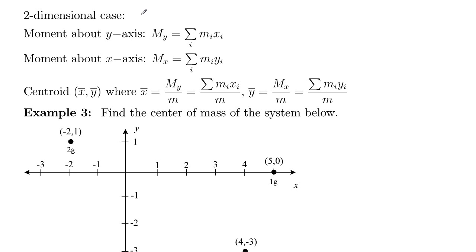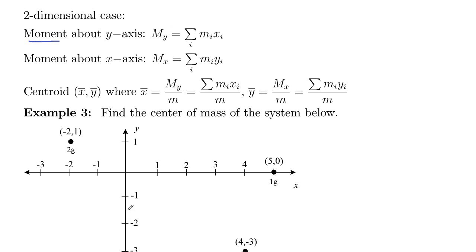So now let's consider the two-dimensional case. Here we have to bring in the idea of moments. A moment is describing the tendency to rotate. In this case, rotation around the y-axis. So a measure of the tendency to rotate around the y-axis, we'll denote that as m sub y. M stands for moment about the y-axis, and it is the sum of the masses times the x-coordinates.